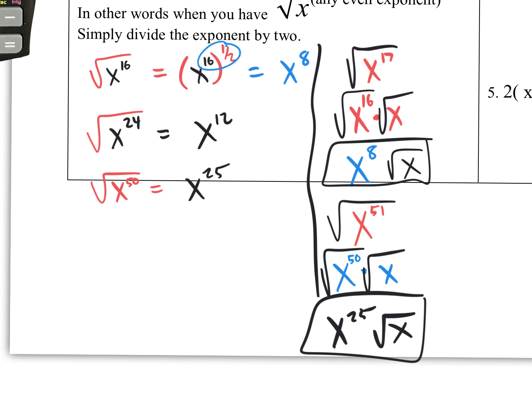So it's pretty simple. If you have an even exponent, because the square root becomes a power of 1/2, you simply divide it by 2. The square root of x to the 16th is x to the 8th. Square root of x to the 24th is x to the 12th. And if you don't have an even power, just rewrite it with multiplication to get that even power. Then you could actually get that answer, and that just comes down on your answer.